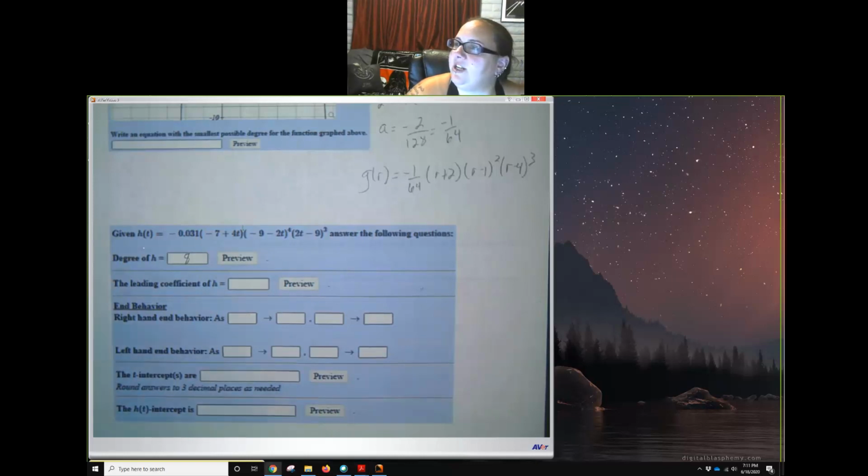I'm going to check this one real fast, because I know what I would want for the leading coefficient, but I want to make sure that I'm telling you the right thing. Oh man, I picked a hard one. What the heck? Oh, here we go.